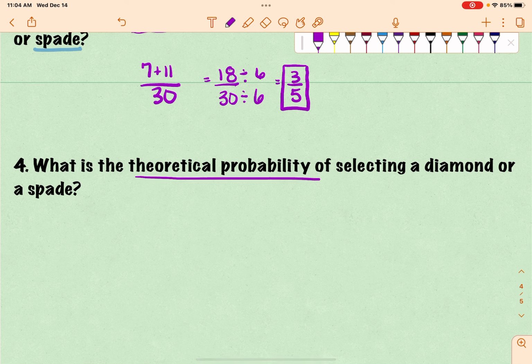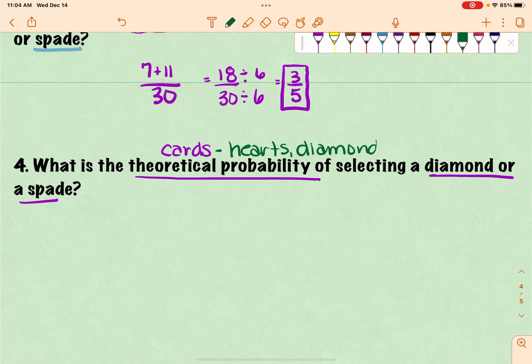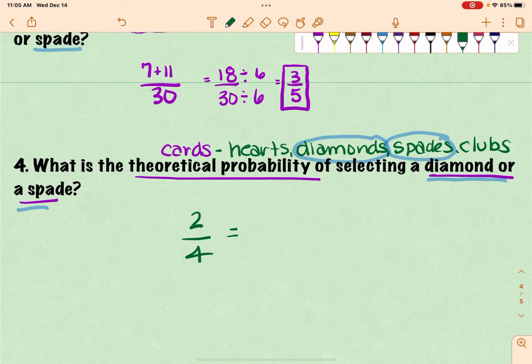Okay, theoretical probability. What is the theoretical probability of selecting a diamond or a spade? We have to use the theory of the cards. Remember, we said that was going to be hearts, diamonds, spades, or clubs. If they want to know the chance of a diamond or a spade, there's one, there's two. So there's two chances out of the four total. Again, I can reduce these both by 2, so it reduces down to 1/2. Okay, that gives you some basic idea of how experimental and theoretical work.